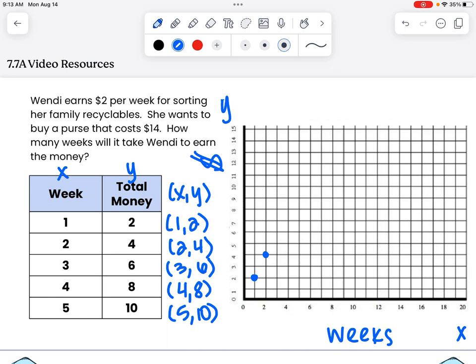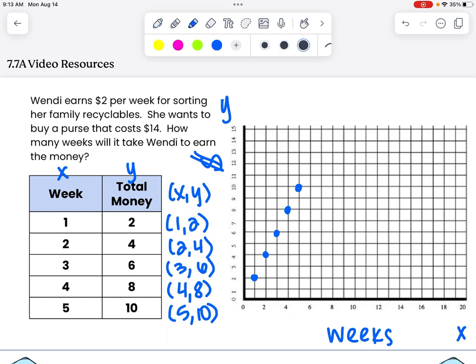Then we have 3, 6, and by now I'm noticing a pattern that I'm just going up and over, up 2 and over 1 every time. So if I go up 2 and over 1, that puts me at 4, 8, which is a point in my table. And then up 2 and over 1 is 5, 10, which is another point in my table.